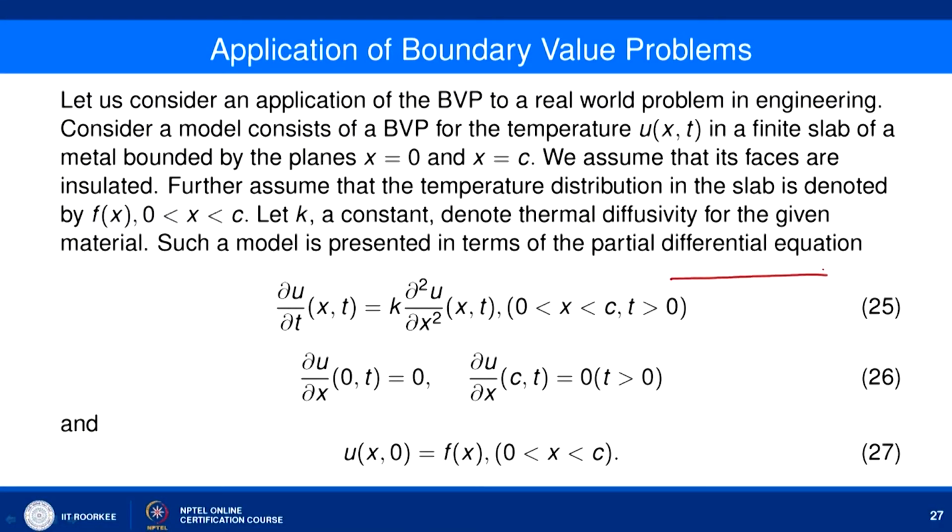So here this boundary value problem is that you consider a finite rod. Here the finite rod may be considered a metal rod. One end is x equal to 0, another end is x equal to c, and we want to look at the temperature distribution on this finite length rod. So we assume that its faces are insulated, and further assume that the temperature distribution in the slab is denoted by f(x) from 0 to c.